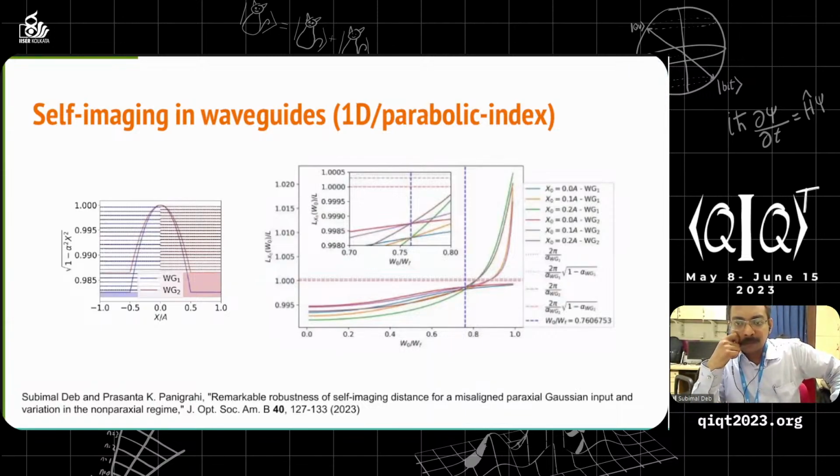And here is a study of the self-imaging distance. The self-imaging distance over here shows a nice variation as a function of the input beam width.